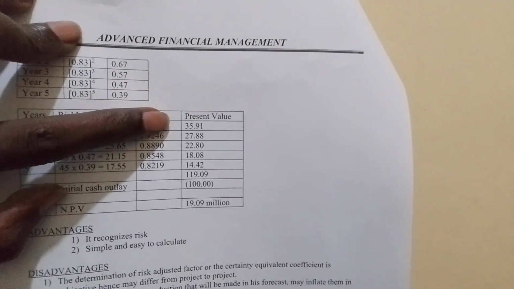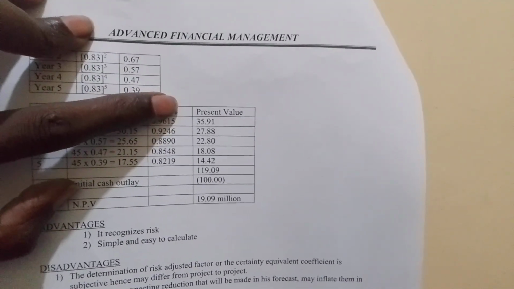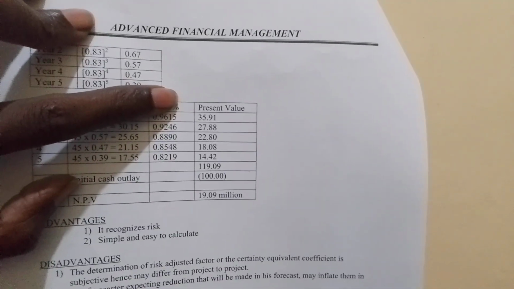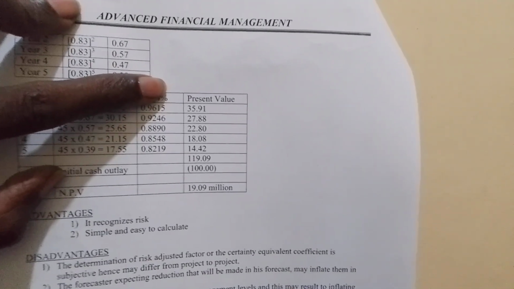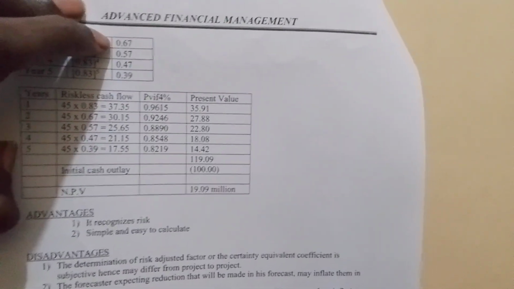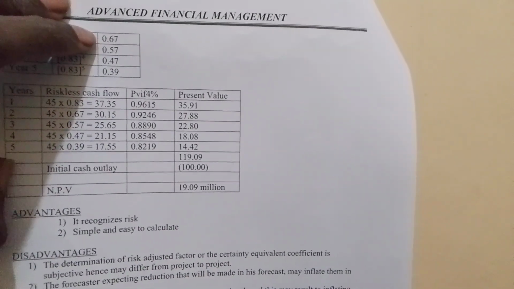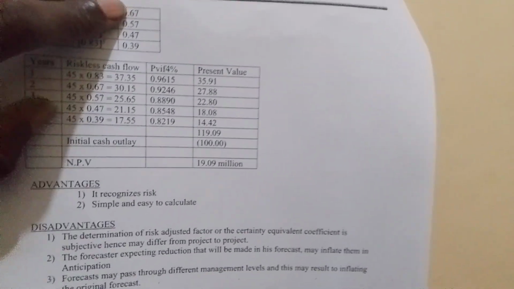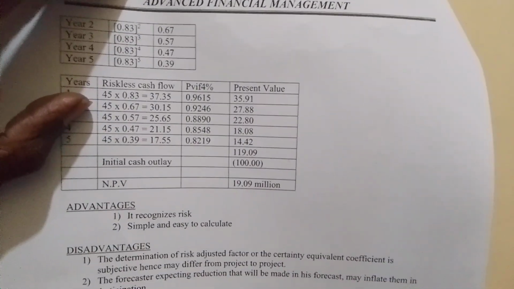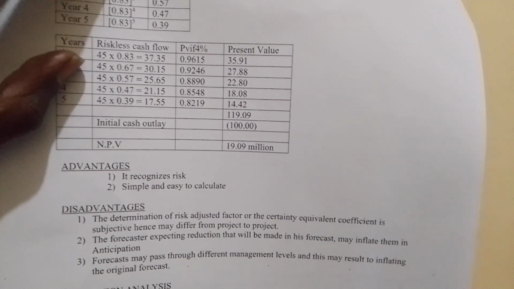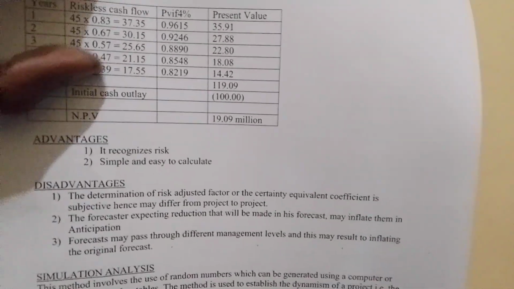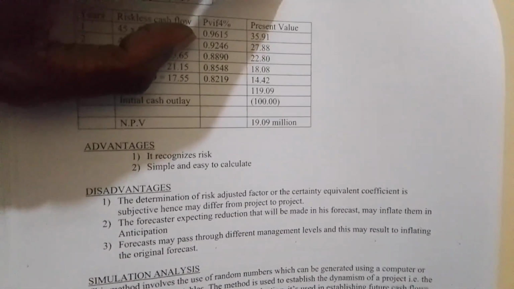So sum all this. When you sum up the present value, you get 119.09 minus 100, you get 19.09. So the net present value is positive. Therefore, it is advisable for the county government to replace that machine or to buy the machine.